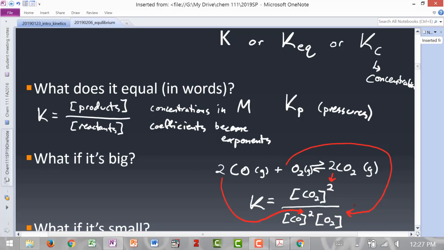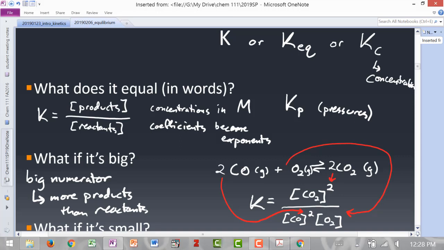What can I conclude if the value is big? It's a large number. It's a big reaction? Well, I wouldn't say it's a big reaction, but you know something about the products versus the reactants. Which do I have more of, or which are more stable? Yeah, if K is big, I have more products. I have a big numerator. Or I have more products than I have reactants.